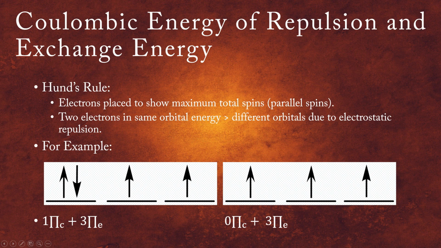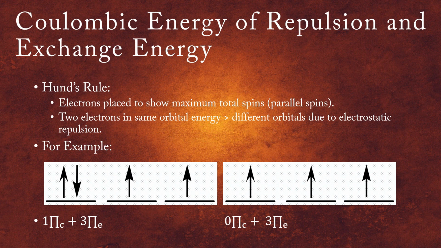So we're going to take a look at Coulombic energy of repulsion and the exchange energy. In the past, we talked about Hund's rule, but just remember that we're using it to place their maximum total spins, or parallel spins. And if two electrons are in the same orbital, the energy is going to be much larger than if they were in different orbitals. This is due to electrostatic repulsion.